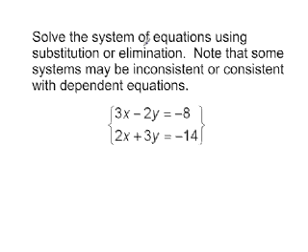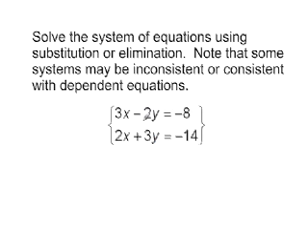Solve the system of equations using substitution or elimination. Note that some systems may be inconsistent or consistent with dependent equations. We're given the system 3x minus 2y equals negative 8 and 2x plus 3y equals negative 14. We will use the elimination method with this system.